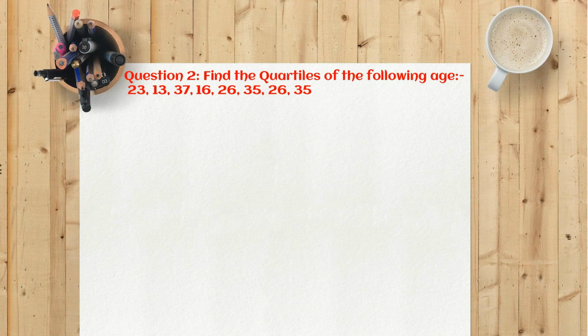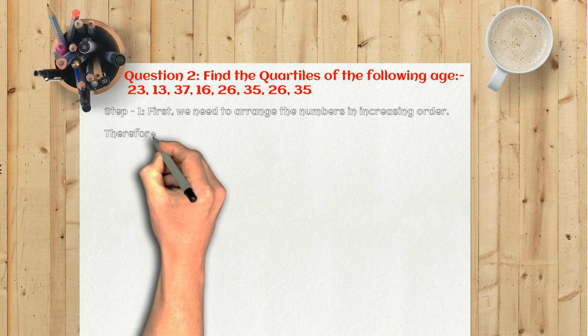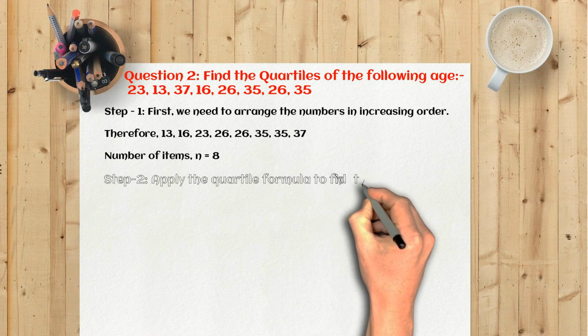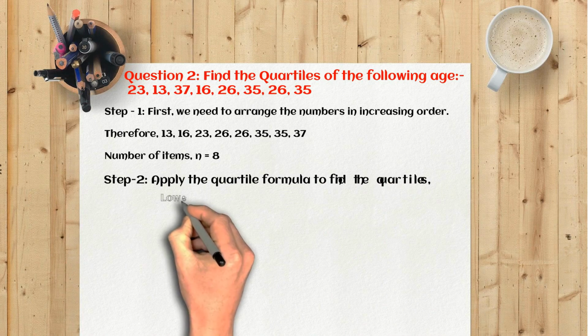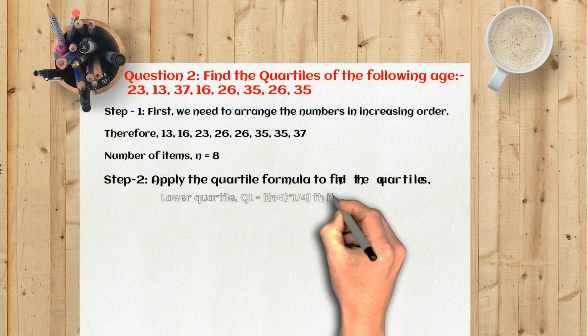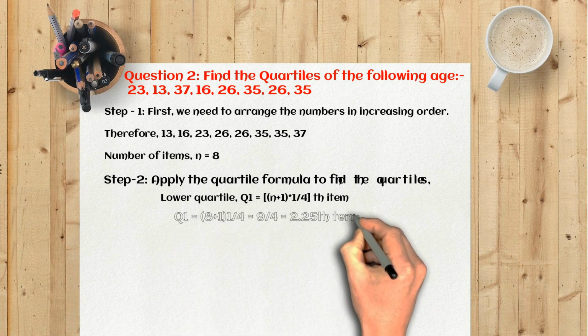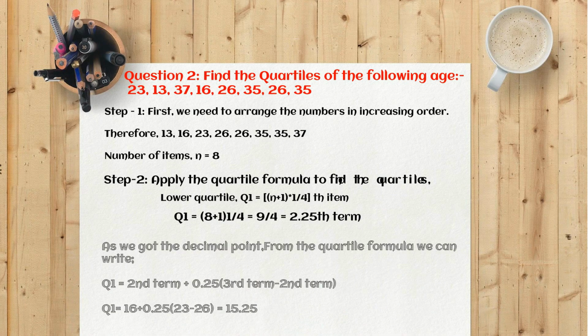Question 2. Find the quartiles of the following ages: 23, 13, 37, 16, 26, 35, 26, 35. Step 1. First, we need to arrange the numbers in increasing order. Therefore, 13, 16, 23, 26, 26, 35, 35, 37. Number of items, n equals 8. Step 2. Apply the quartile formula to find the quartiles.